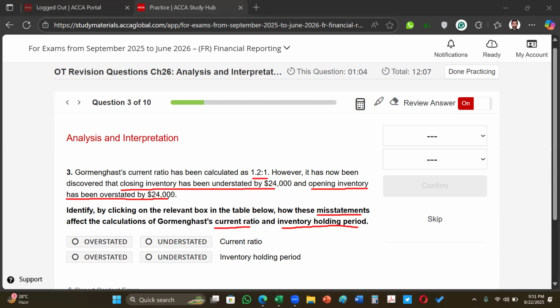So due to this, you need to understand what goes in the current ratio. Does the closing inventory go in the current ratio or the opening inventory? The closing inventory goes to the current ratio. So if the closing inventory that goes to the current ratio is a low figure, it is understated. So what will this lead to? This will lead to an understated current ratio. I hope this is clear. This is the easier part.